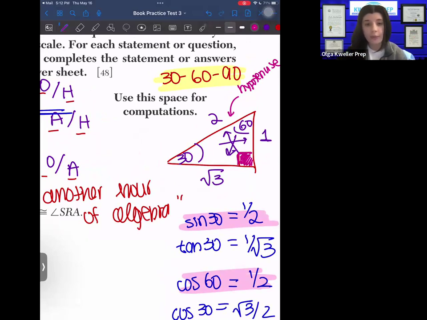And the other vocabulary, adjacent or opposite, is relative to the angle. So if we are looking at 30 degrees, opposite to 30 degrees is this one over here. The one that's not forming the angle is opposite. So you see these two are forming the angle, this side is opposite to 30 degrees. This side is the hypotenuse always, and that leaves this last side adjacent. So if we're looking at 60 degrees, this becomes my opposite. This is my adjacent, and my hypotenuse is still 2.